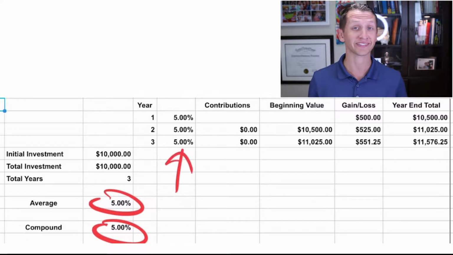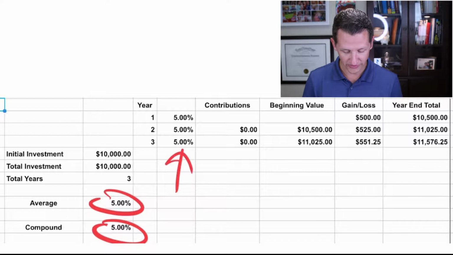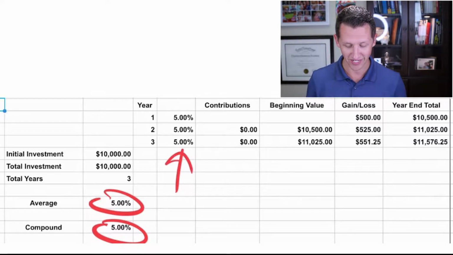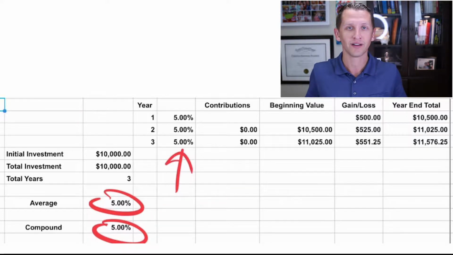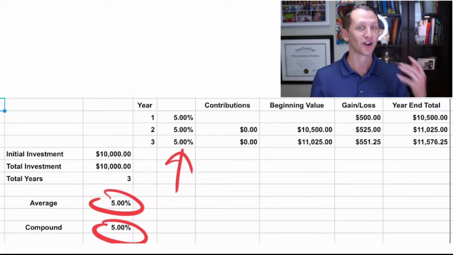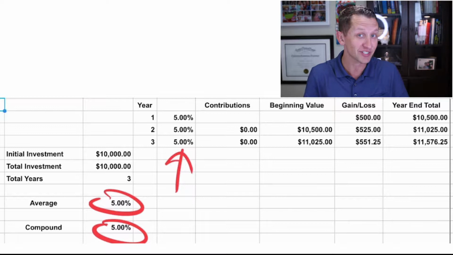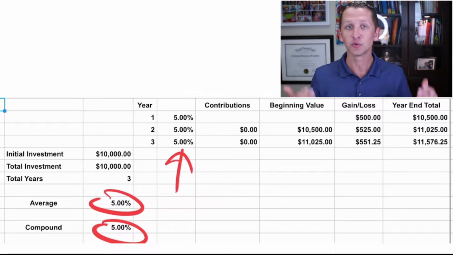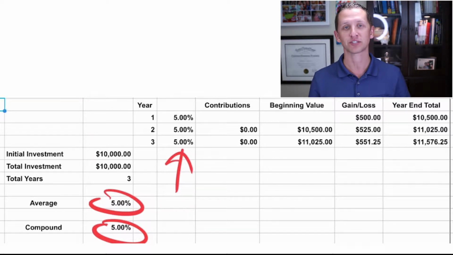The results are drastically different. So we have $11,576 now. That's over $1,000 more. And we got 5% every single year. So we had the same average, but the results were vastly different. That should show you that the average rate of return is a really poor indicator of how well your investments do. So if you're at a cocktail party talking with some friends and they say, I got an average rate of return of 5%, you really have to question how well their investments really did.